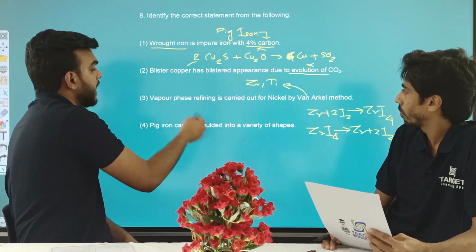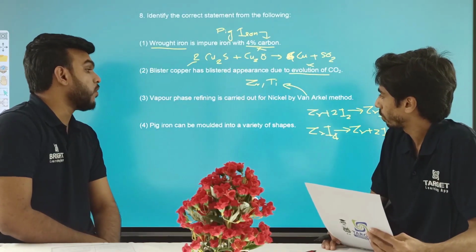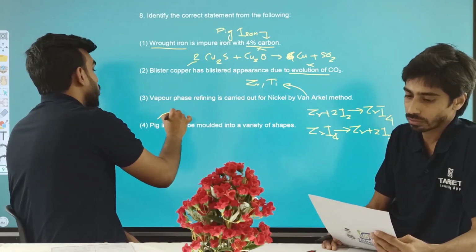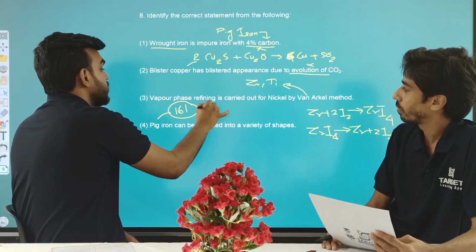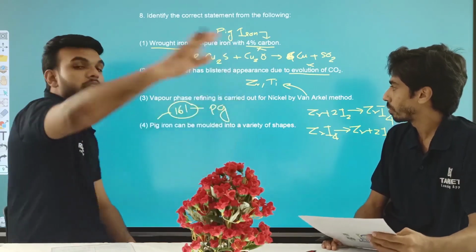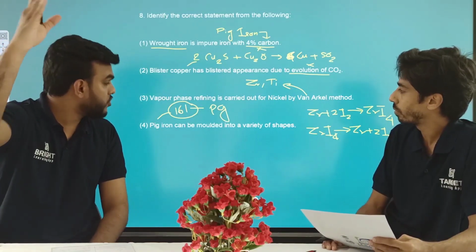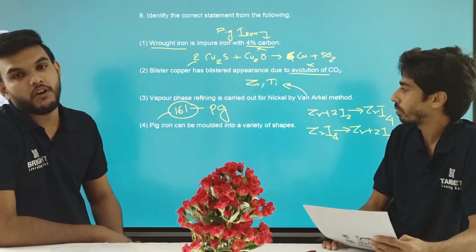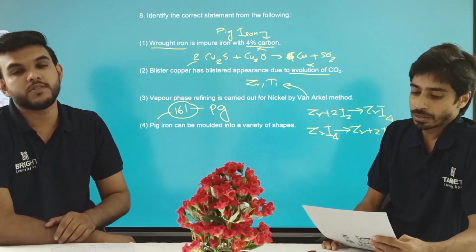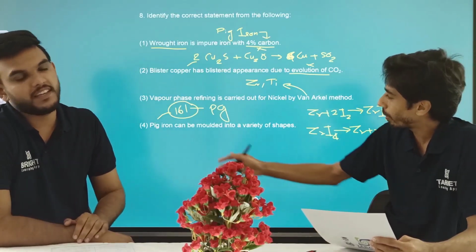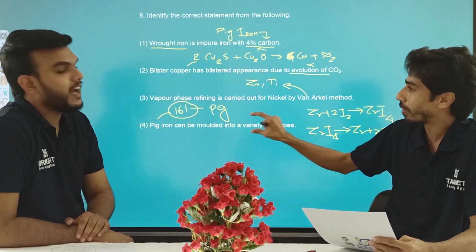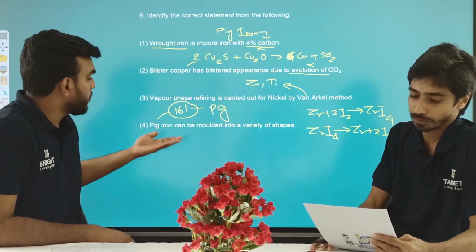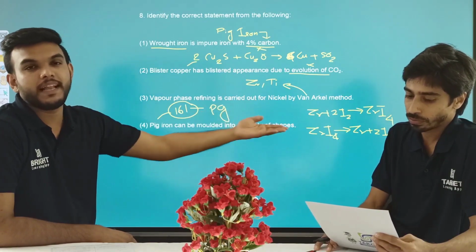And going to the next one, the pig iron can be molded into a variety of shapes. This is given in our NCERT on page number 161. Students, you can check it in the second paragraph on page 161, where it is given that pig iron can be molded into different shapes. That's a very simple question directly from our NCERT. The same line is given, nothing is changed.